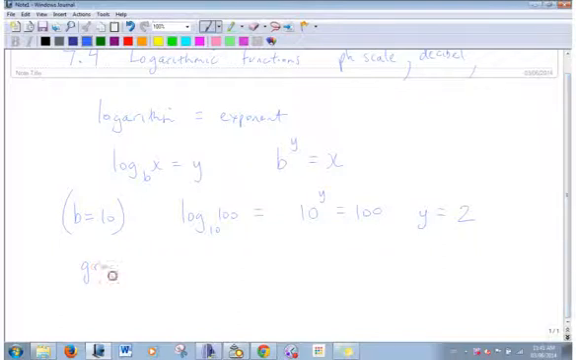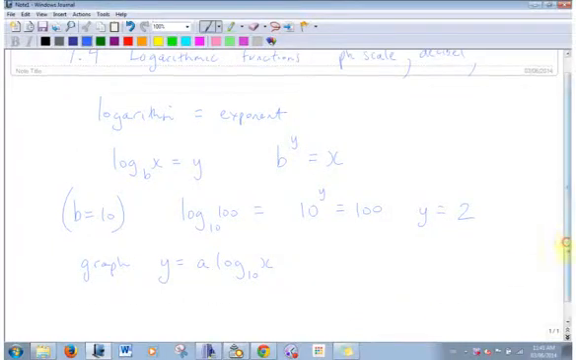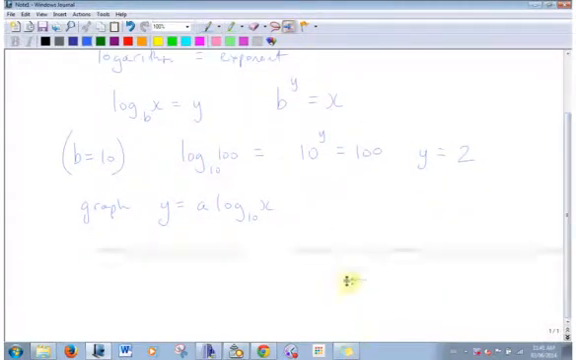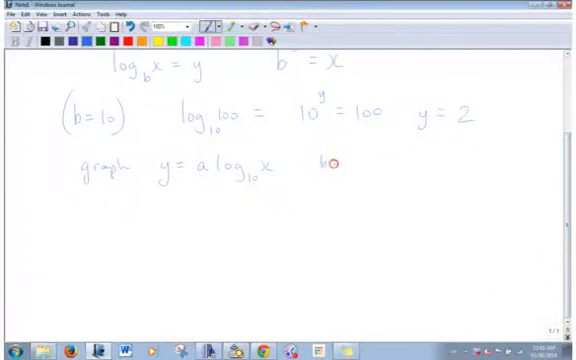Okay? We want to, in this course, analyze the graph. So a can be just some number, some constant in front of log, and b is basically going to be 10, log of x. Let's graph this thing and see what happens. Okay, so b is 10. Well, what does a do? That's this funny number in front. So for example, let's let a be 2. I just want to graph that. 2 log x. What happens?